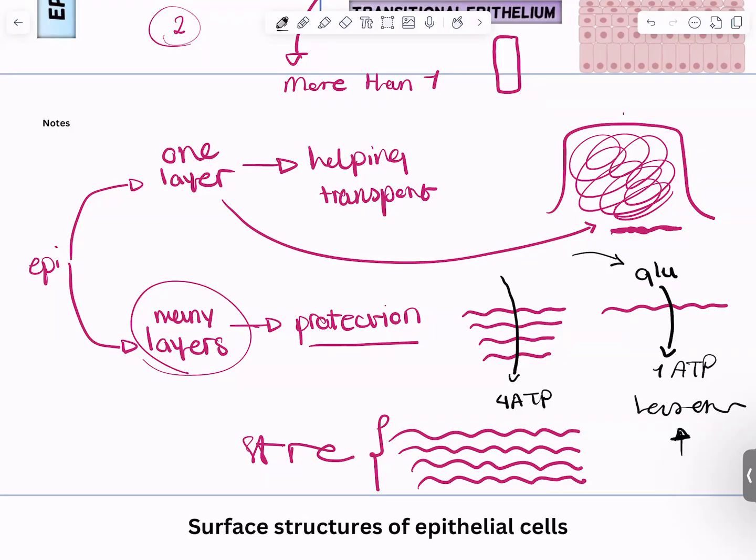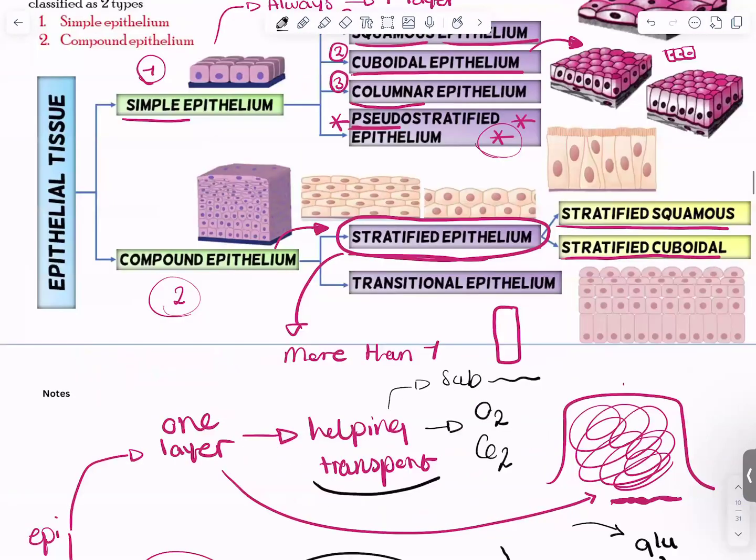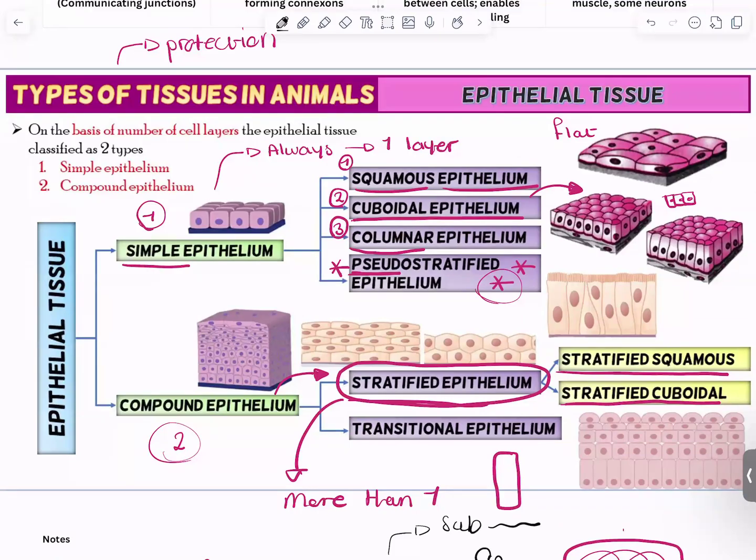So we have one layer epithelial tissue to help the transport of substances, like nutrients, like some stuff in the blood even. We have it, for example, for the transport of oxygen and carbon dioxide in the lung. So you can see the reason for the one layer epithelial tissue is helping the transport of substances and giving less energy for this type of transport. Many layers is about protection. So that's the reason we have 2 types of epithelial tissue.